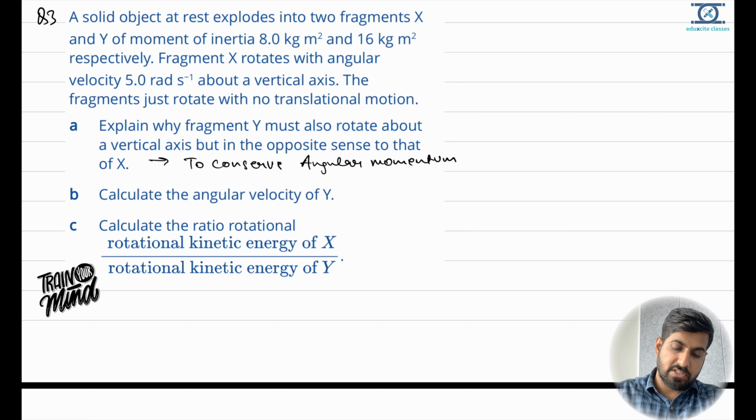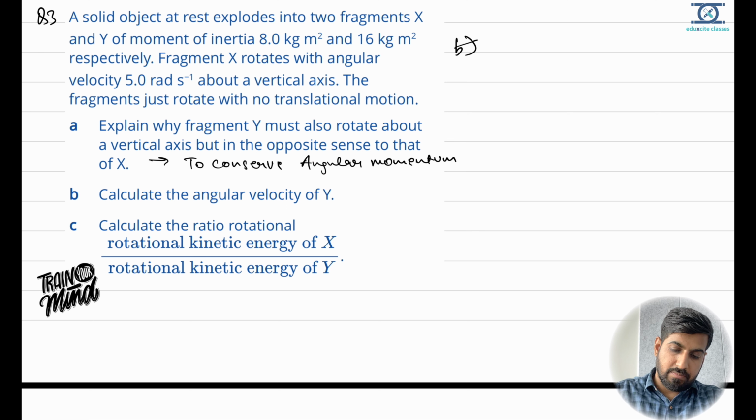Now we can just use the principle of conservation of angular momentum. So let me use it downstairs. So I am using the principle of conservation of angular momentum. We have already known I x omega x is equal to I y omega y, the angular velocity of y.